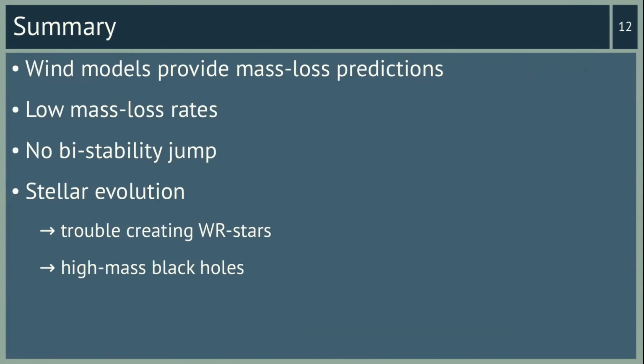So in short, in summary, we have computed detailed wind models to provide new mass loss predictions, which seem to be lower than the ones previously derived. And additionally, we do not find a bistability jump from our models. Additionally, when we look at them in the stellar evolution, we have trouble creating Wolf-Rayet stars, but we do seem to be able to create higher mass black holes.